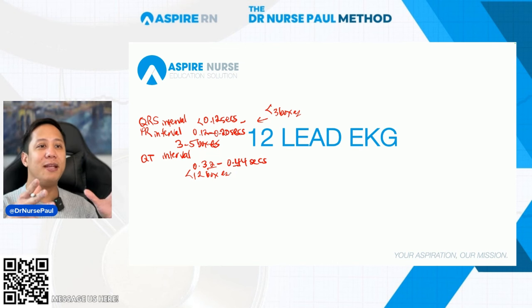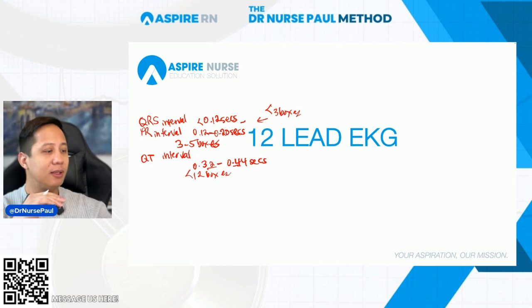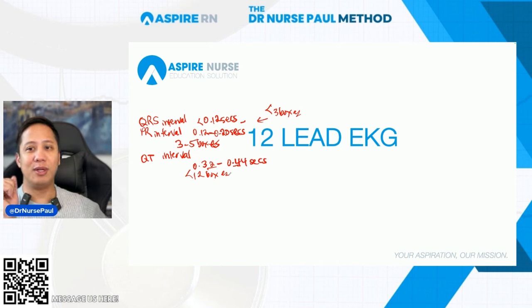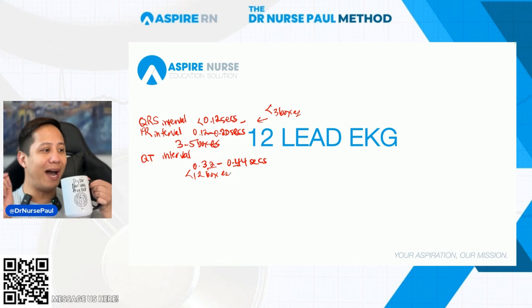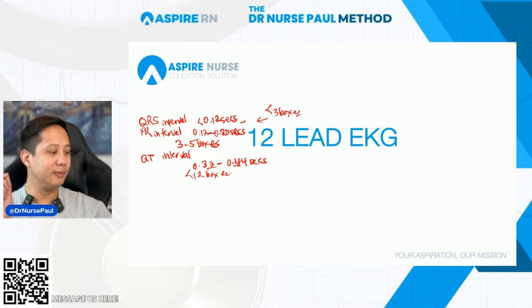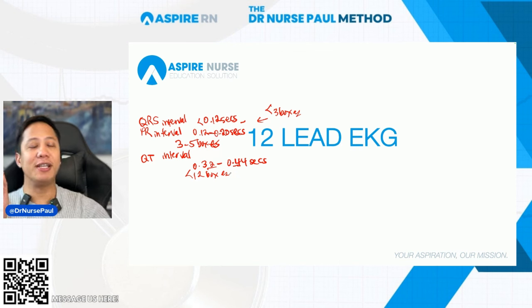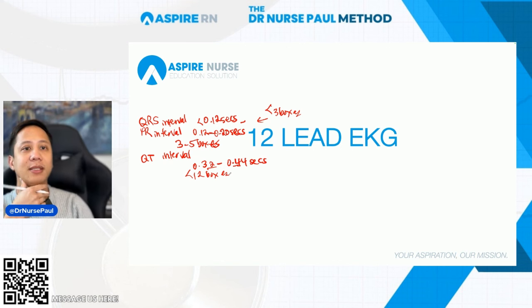Again, how many boxes should the QRS be? Normal QRS should be how many boxes? Less than 3. You got it? If it's more than 3, what is it called? Wide QRS. You got it? Okay. How about PR interval? PR interval. How many boxes?